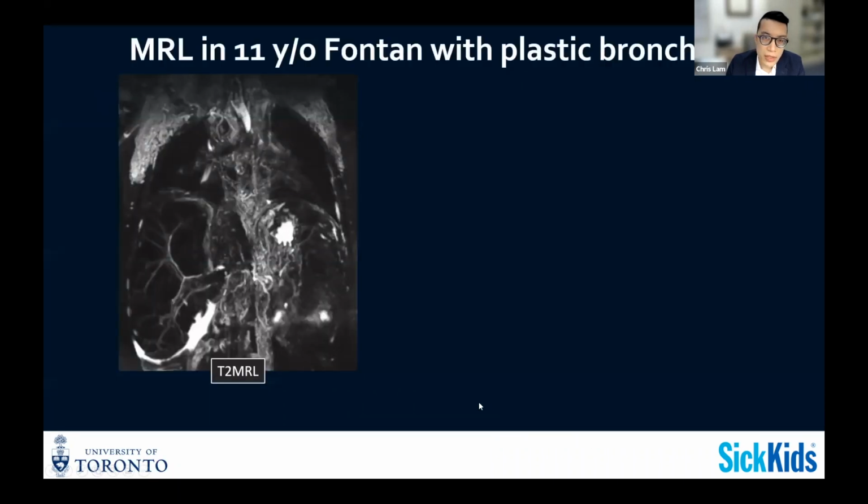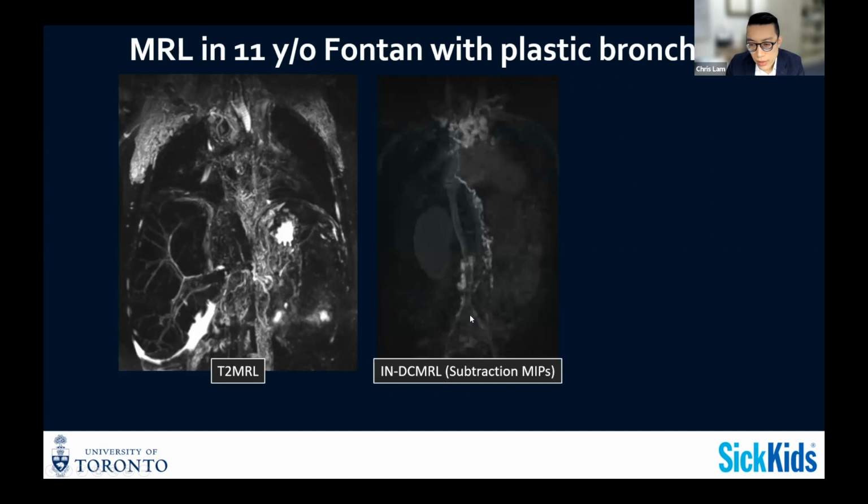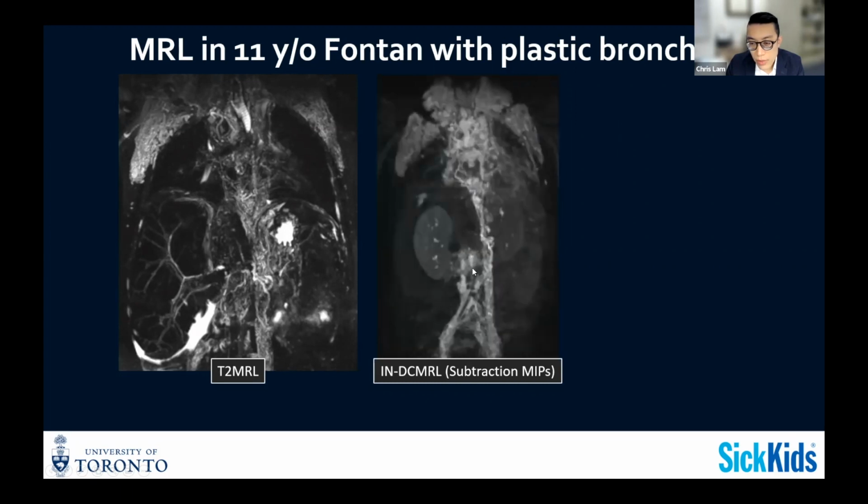What do we see on MRL? This is a T2 MRL, the anatomic information only, in a patient with plastic bronchitis in the Fontan. And you can see that there are quite abnormal retroperitoneal, mediastinal, bilateral perihilar, and supraclavicular lymphatics. When we inject into the groin, you can see much more abnormal looking lymphatics, which are dilated and ectatic.